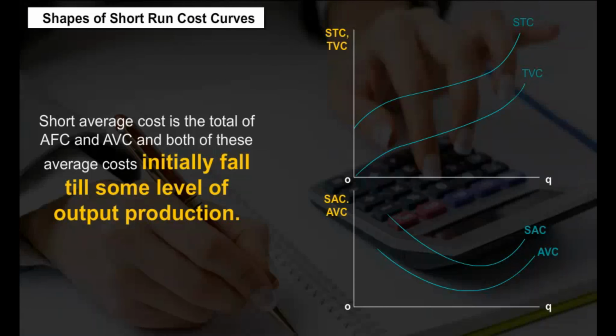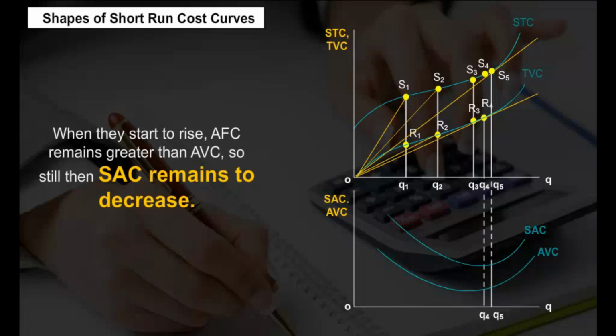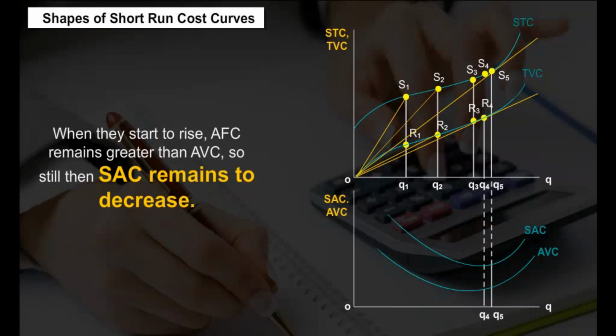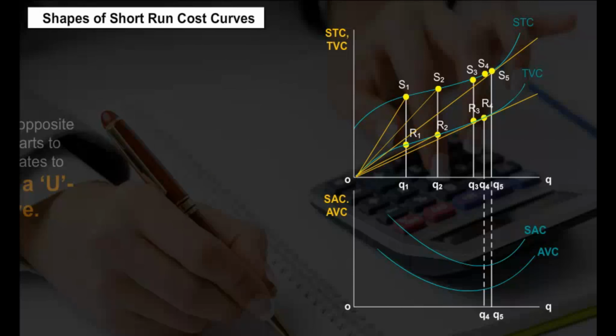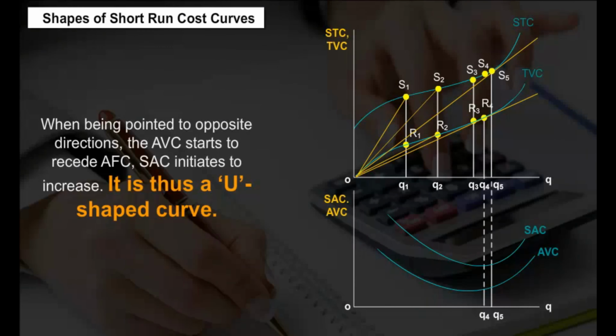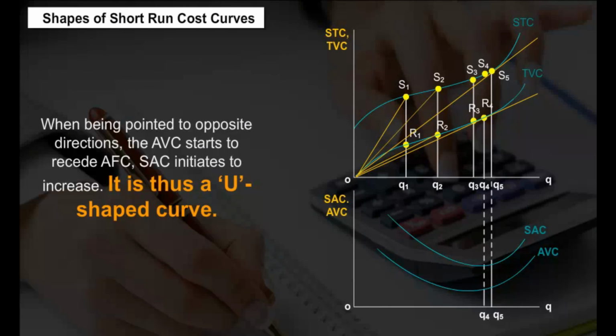till some level of output. When they start to rise, AFC remains greater than AVC, so still then SAC continues to decrease. When they are pointed in opposite directions, the AVC starts to rise and AFC recedes, and SAC initiates to increase. It is thus a U-shaped curve.